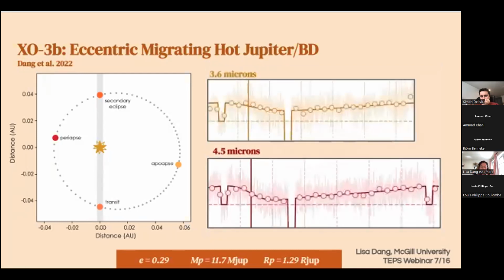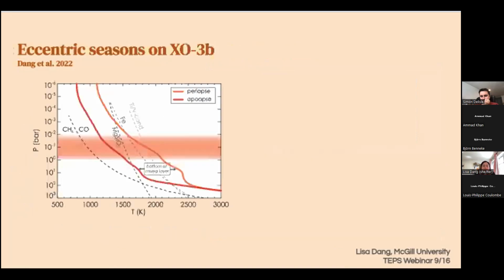Here I'm showing the 3.6 and 4.5 micron Spitzer phase curve of EXO-3b, which I'll show again in the next slide. As opposed to circular orbits, here the planet's distance to the host star varies across the orbit, and therefore eccentric planets give us insights into how the atmosphere responds chemically and thermally to this change of incident flux. Here are predictions for EXO-3b's atmospheric pressure as a function of temperature, at apoapsis and periapsis. You can see here that the profiles are already different, and they also cross different condensation curves, giving rise to maybe different atmospheric composition.